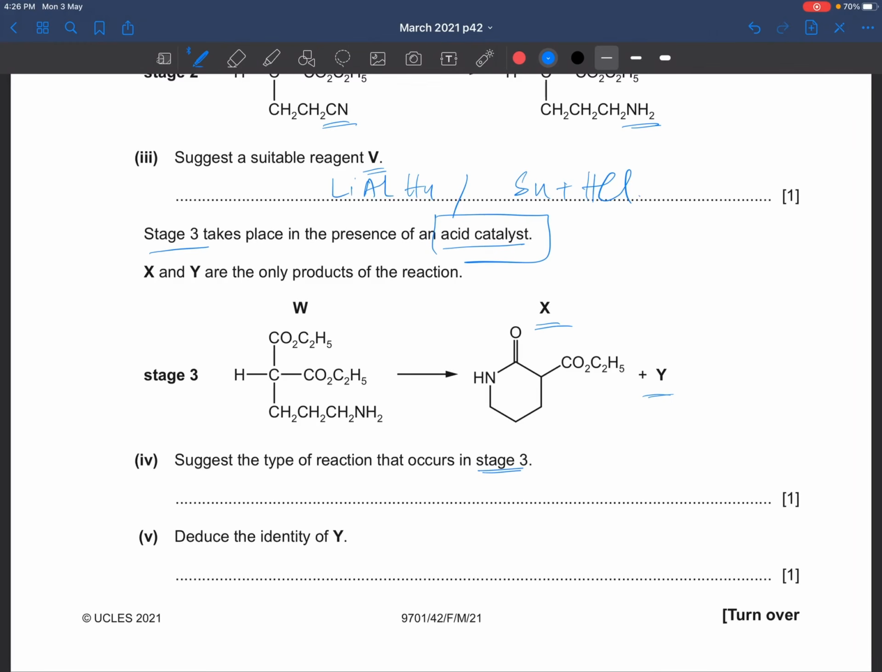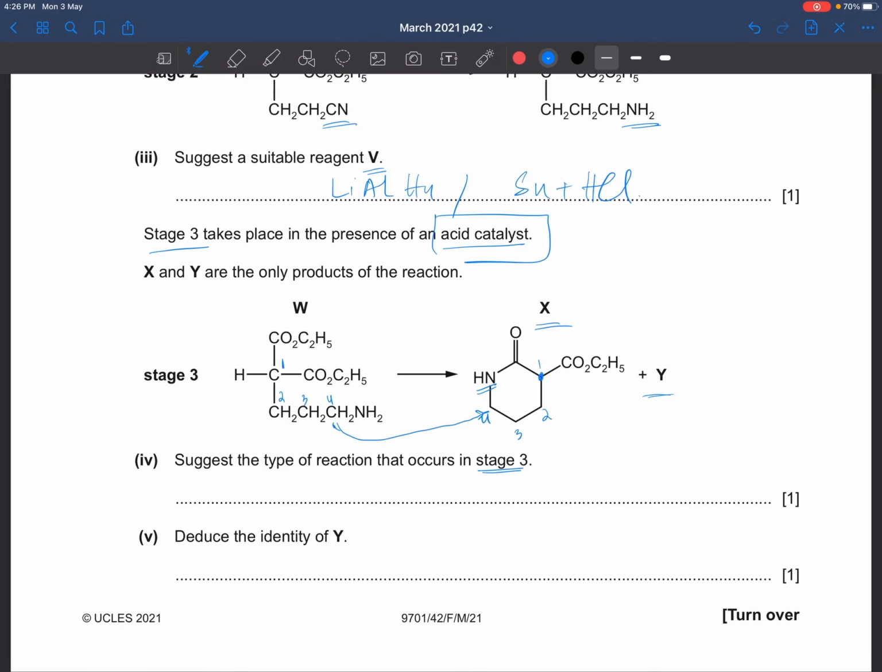So what is happening in stage 3 is, you can see that we have this carbon number 1. Let's say the one which is connected to both CO2C2H5, we call it carbon number 1. Then we have carbon number 2, carbon number 3, and this is carbon number 4. This carbon is connected to NH, and as you can see, it has lost one of its hydrogen.